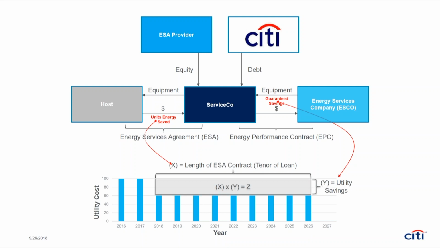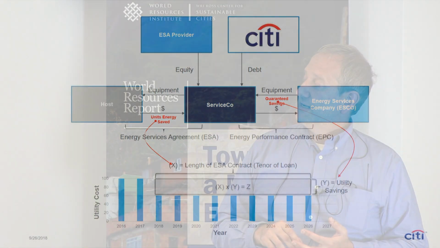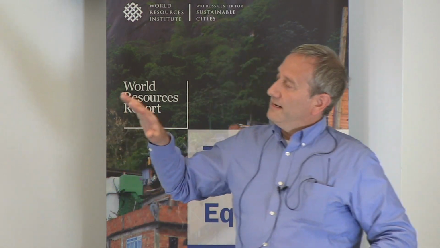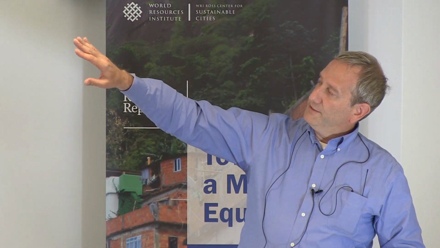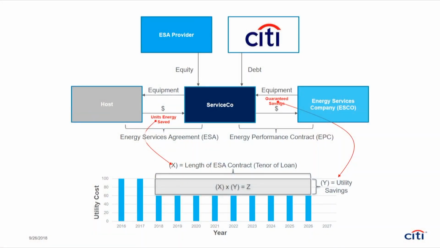And so again, this accomplishes a few important things for the host. It doesn't require the host to put up any money. The host is only paying for performance. Now, coming back to your question about where does a performance guarantee come in to this? So in this model, you have equity and debt up above here.